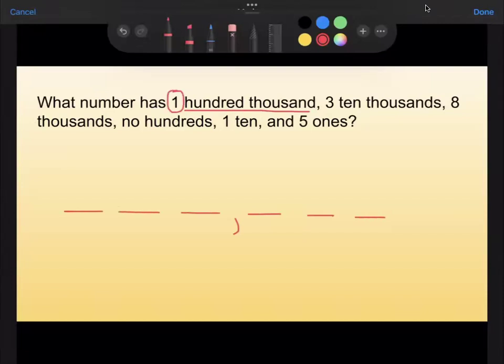They said that it has 100,000. So I'm going to put 1 in the 100,000s place. 3 10,000s means I would put 3 in the 10,000s place. 8,000s means I'm going to put an 8 in the thousands place. No hundreds, so in the hundreds place, I could put a 0. 1 ten, so I'll put a 1 in the tens place. And 5 ones, so I'll put a 5 in the ones place. So this number would be 138,015.